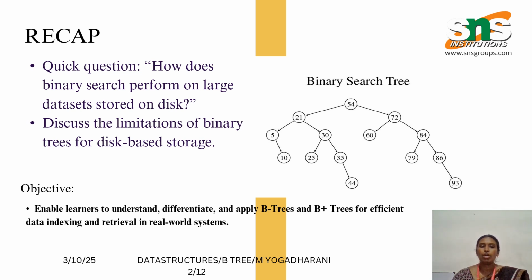So how does binary search perform on a large data set stored on a disk? For searching a node or a file in a large database, it takes a long time to search a particular file. It needs disk input output, and it needs higher performance. So in a B tree, searching is efficient because it has indexing.